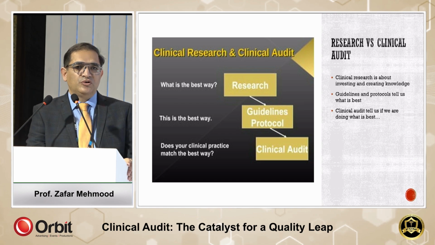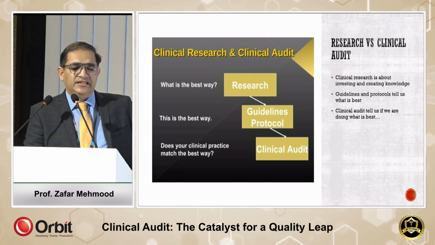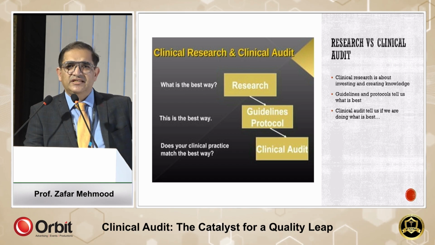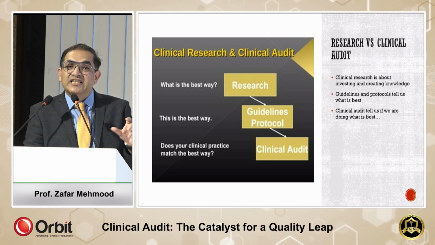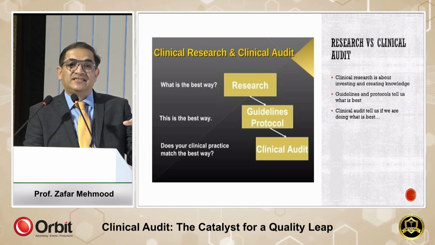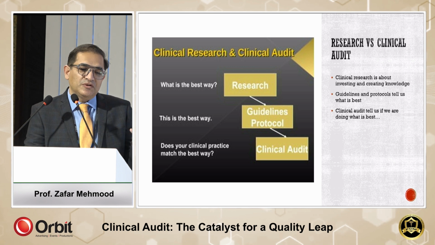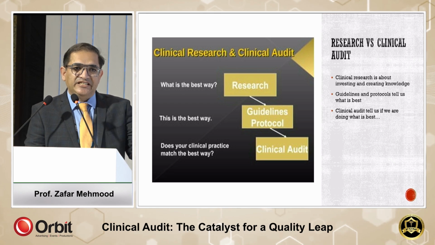This was the basic thing I wanted to convey. Research tells us what the best way is. Research is a complex, meticulous thing. Then there are guidelines, which tell us that this pathway is the best way, based on the best available research. So audit asks: does our practice match the best way? It is our practice which we are evaluating.